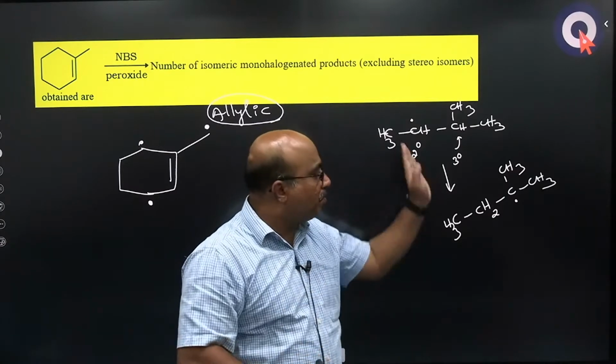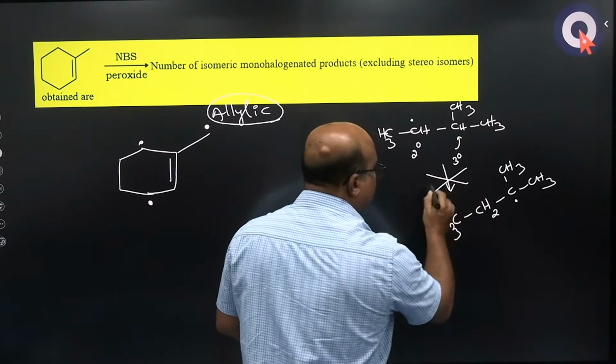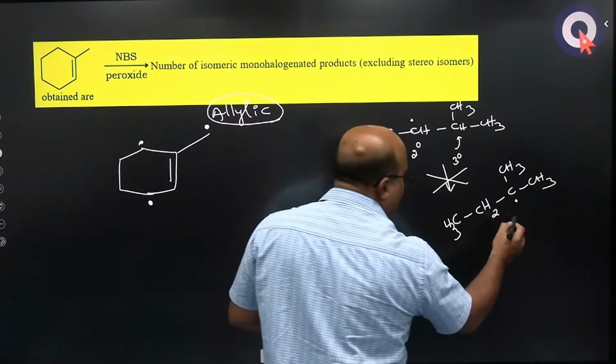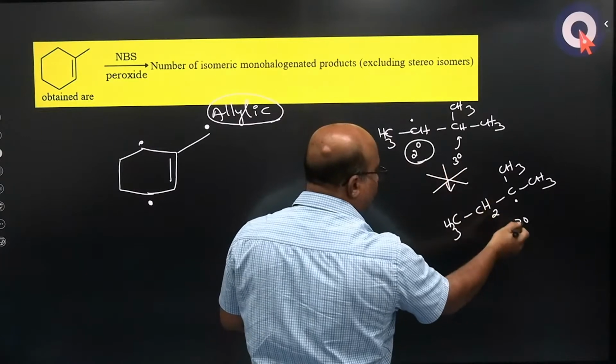So this type of radical rearrangement will not happen. This reaction doesn't take place. This type of secondary carbon radical will not convert into a tertiary radical.